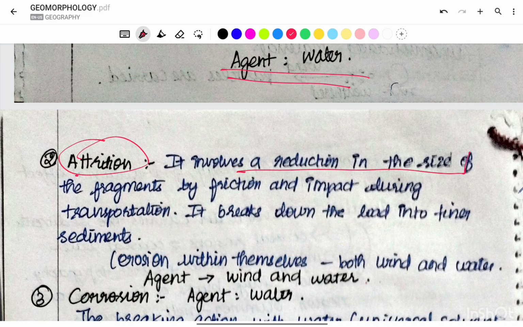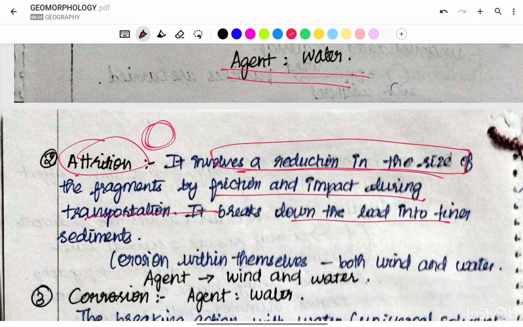Now what is attrition? Attrition involves a reduction in the size of the fragments by friction and impact during transportation. It breaks down the load into finer sediments. There is a greater reduction of size by friction and by impact during transportation. This is what is called attrition. Both the wind and the water can act in this way.